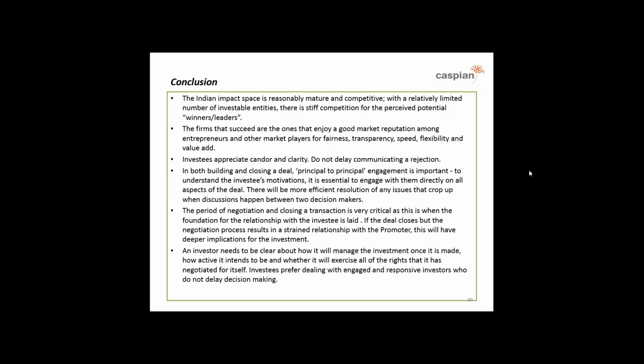As investors, I think we should also be clear about how we want to manage this investment once it's made, and be very clear that all of the rights that we are negotiating are not just because those are the rights that investors take, but because we actually believe that we will exercise them, because investees do not want to be stuck with unresponsive investors who forget all about engaging in the governance of the institution once the investment is made.